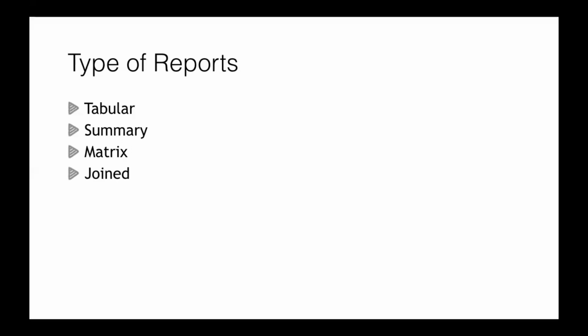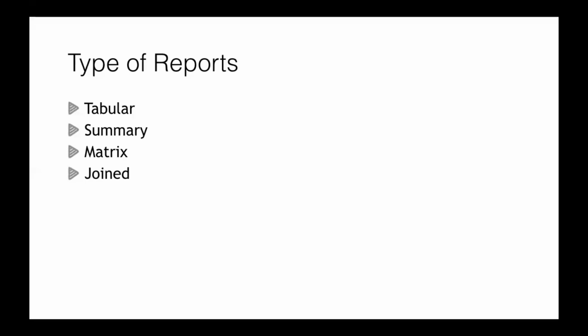And then summary format is another format for a report, where you can use a field to group by. So think of it like this: you have a field on opportunity called stage, and you want to know how many opportunities are associated with a particular stage, like closed won, closed lost, how many are in the negotiation stage, how many are in the pipeline stage.